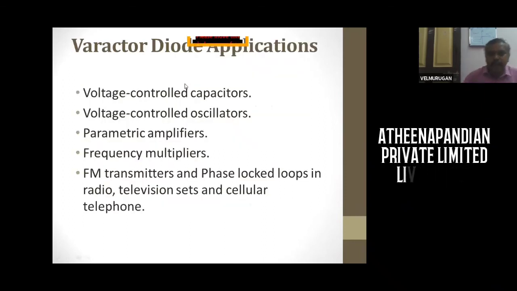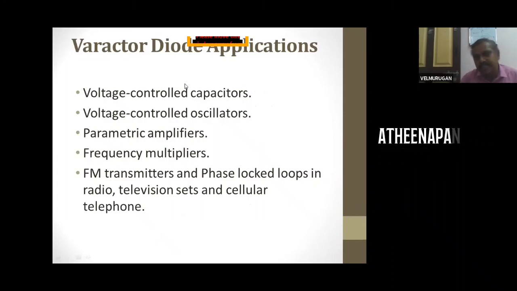Now, what are the applications? You study the varactor diode applications. That's important. First, the voltage controlled capacitor. You are using it for voltage and current control, in BJT and FET. BJT is a current control device and FET is a voltage control device. Voltage control capacitors charge and discharge. In the same way, it is used for voltage controlled oscillators, the free running oscillators.